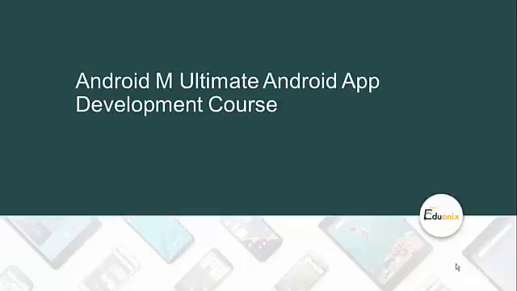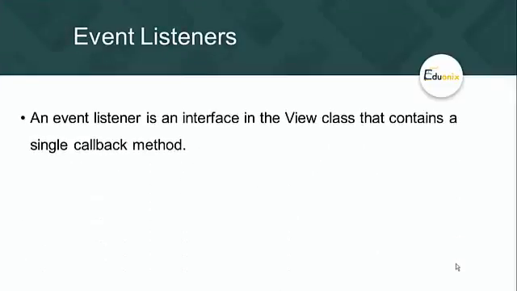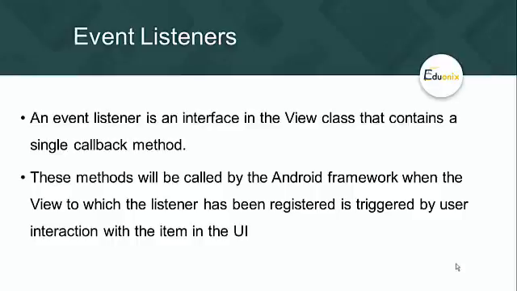In this section, we will discuss event listeners. An event listener is an interface in the View class. It contains a single callback method. The Android framework calls this method when the view, which has the listener registered, is triggered by a user interaction with an item in the UI.